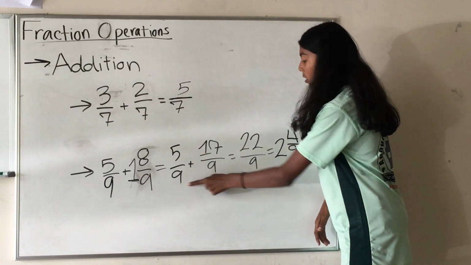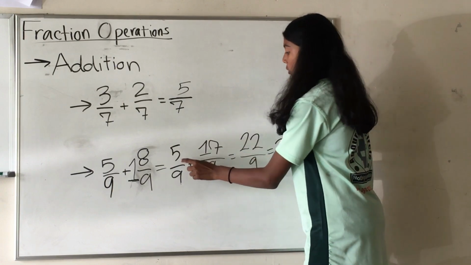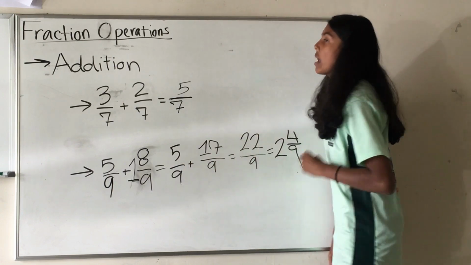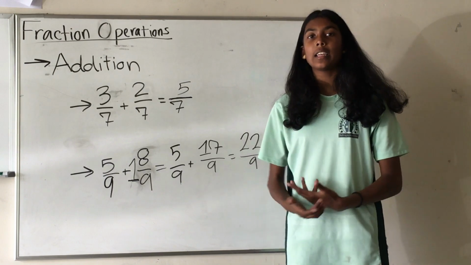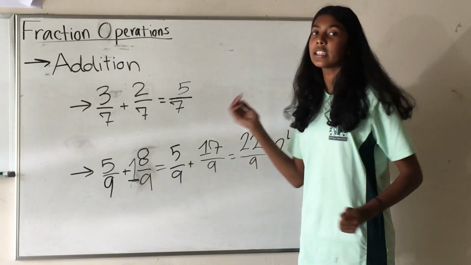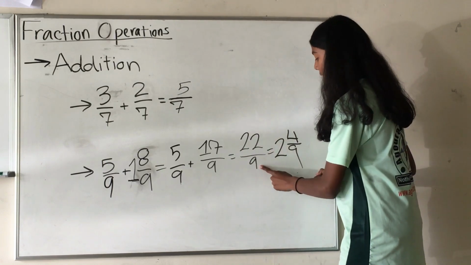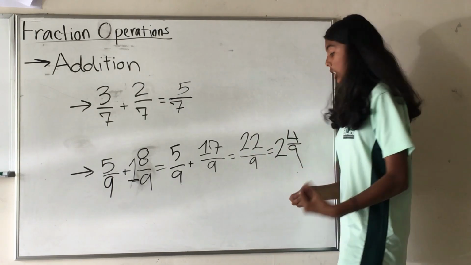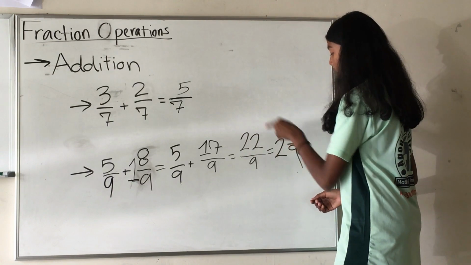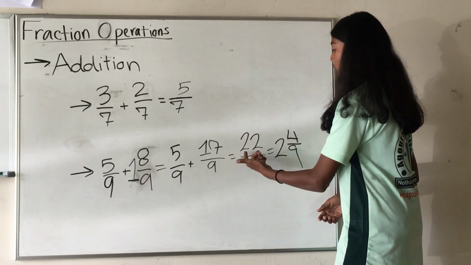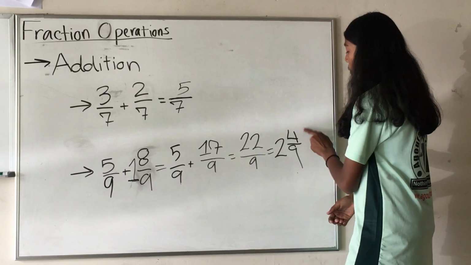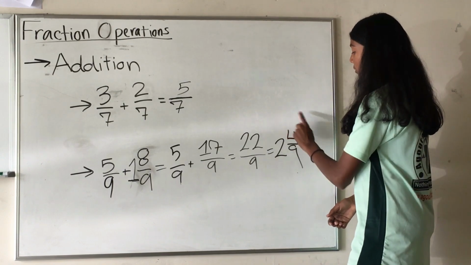Keep the denominator, add the fractions. 5 plus 17 is 22. You want to make sure you add correctly because tiny things can lead to big problems. Anyways, we have 22 over 9. We're going to rewrite that as a mixed fraction. 9 goes into 22 2 times, and 22 minus 18 is 4, and we have 2 and 4/9.